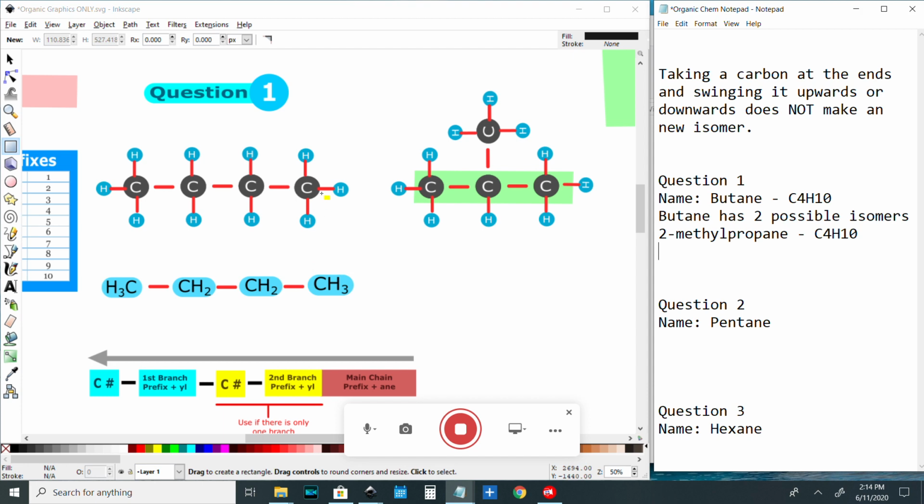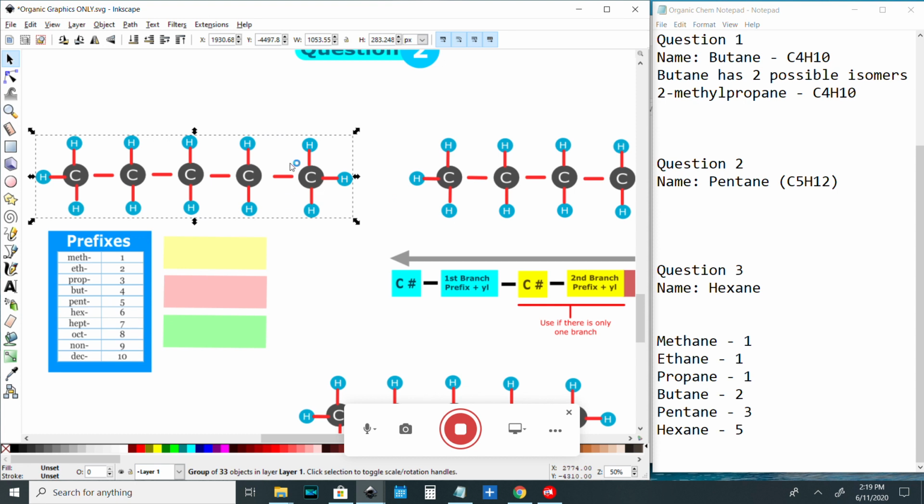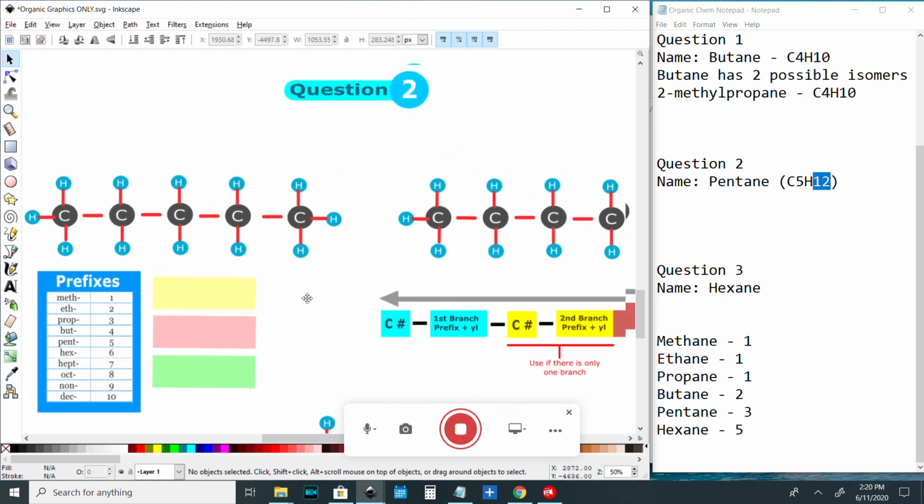So let's move on to question 2. Today, in this question, we're going to be investigating the isomers of pentane, which is 1, 2, 3, 4, 5, right? So pentane has 5 carbons, and I've already drawn it out for you here. So the molecular formula of pentane is C5H12, because there are 5 carbons and 12 hydrogens. Keep in mind the 5 and the 12 need to be small subscripts.